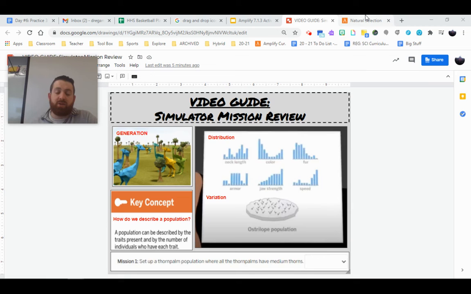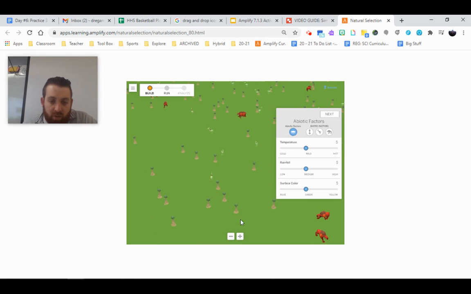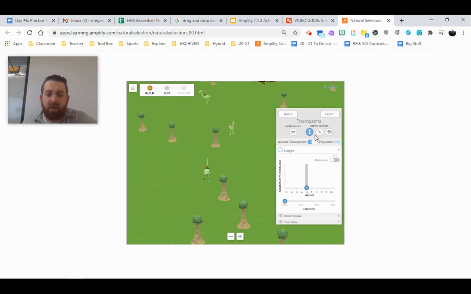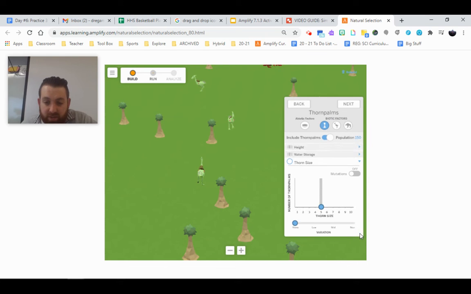You're going to go into the simulator for these missions, and you'll see it on the next set of slides. You're probably going to want to zoom in on a small group of them, go to the biotic factor for that specific thorn palm, or the specific organism, and find the feature I was talking about. In mission one, it was talking about thorn size. So there's its thorn size.